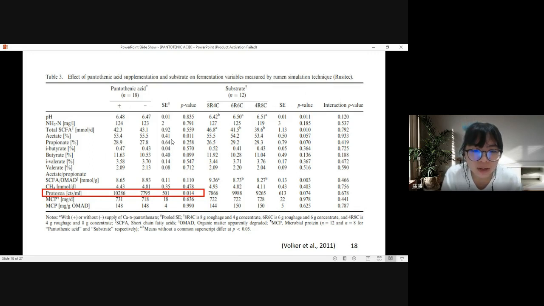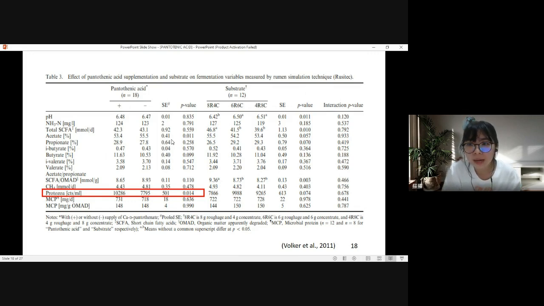I also have a question about this table, because we can see that for the propionate and acetate concentration, if the propionate percentage is increased, the percentage of acetate will decrease. So in this kind of situation, CH4 will have lower production.